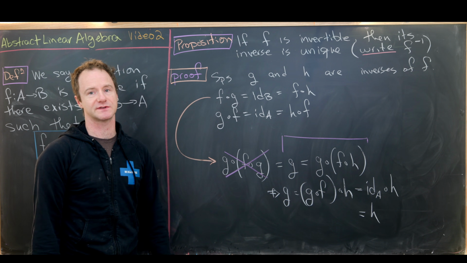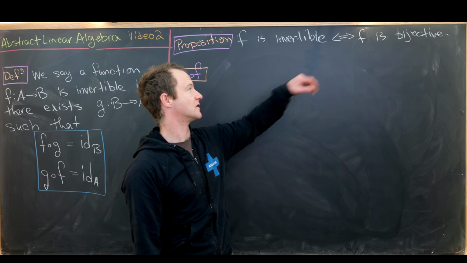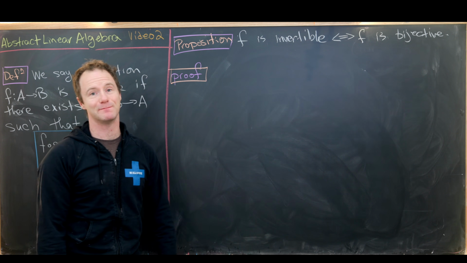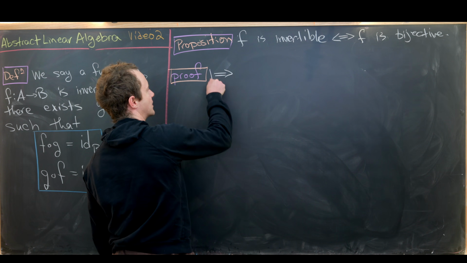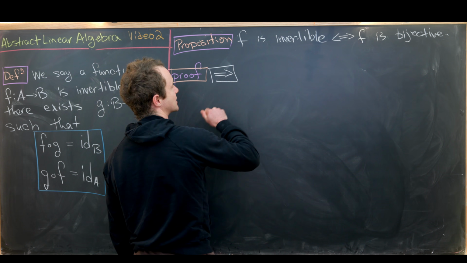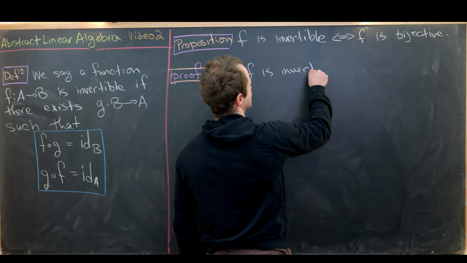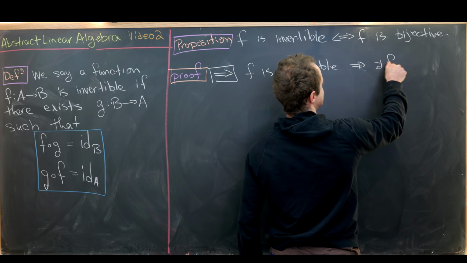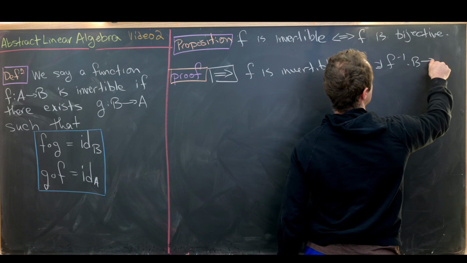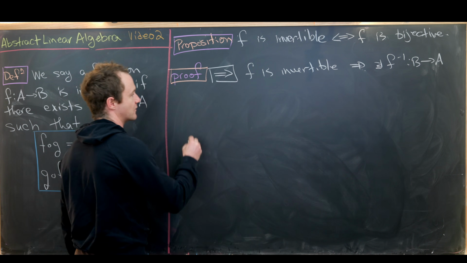Now let's prove another result. Now we're going to look at a classic result that says f is an invertible function if and only if f is a bijective function. So let's maybe start with the forward direction. So in other words, we're supposing that f is invertible. That's what we're starting off with. So that means there exists an f inverse from B to A, satisfying these two rules over here.